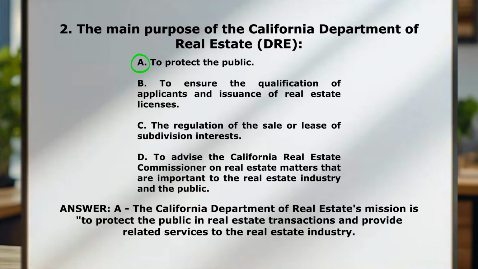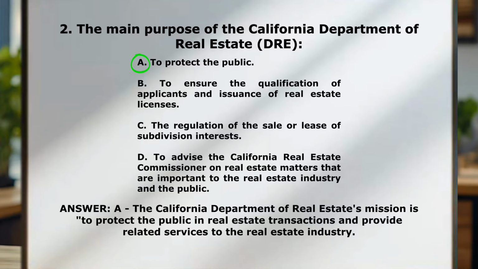The California Department of Real Estate's mission is to protect the public in real estate transactions and provide related services to the real estate industry. Now, make note of this question because it feels like there could be 3 correct answers on this one, right? Answer A, protect the public. Answer B, ensure the qualification of applicants and issuance of real estate licenses. That is something that the DRE actually does, right? And then also D, to advise the California Real Estate Commissioner on real estate matters that are important to the real estate industry and public. That feels like it could be right as well.